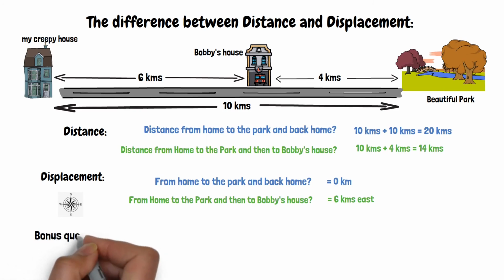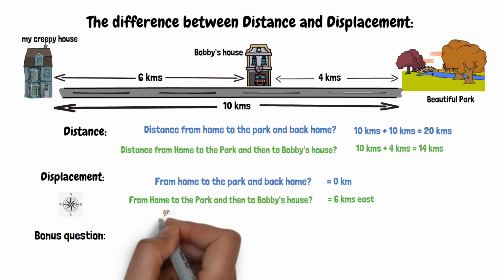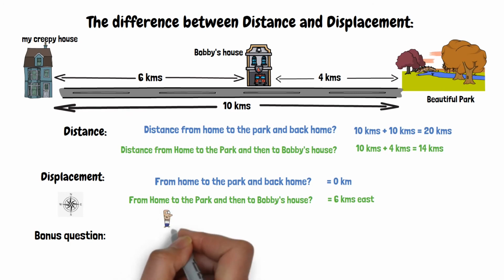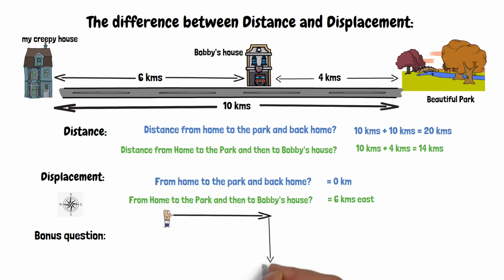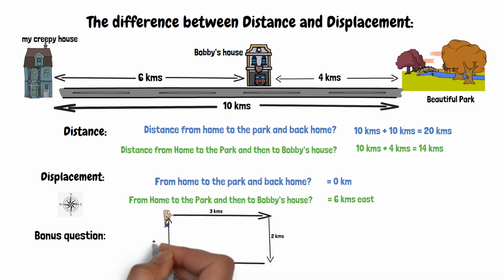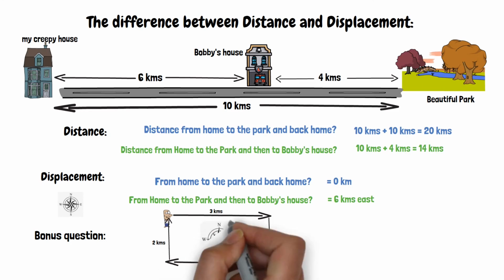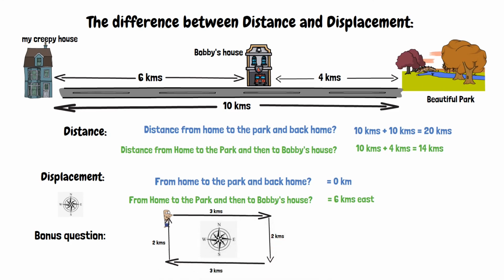So, bonus question. I will need you to calculate the distance and also the displacement. So this is me. I will need to travel 3 kilometers east, 2 kilometers south, 3 kilometers west, 2 kilometers north. So please calculate the displacement and also the distance.